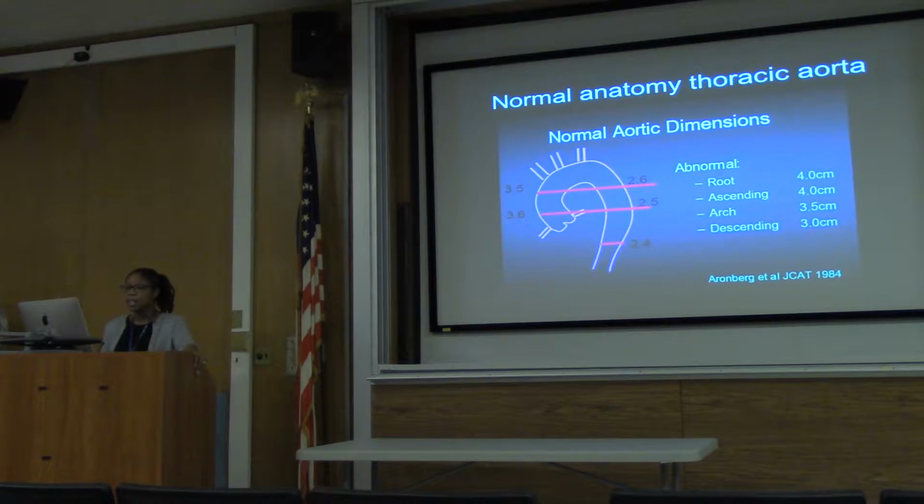In terms of size, it's not very clear, there's some controversy. But in general, we use 4 centimeters as our cutoff for the aortic root and ascending aorta, about 3.5 for the descending aorta, and about 2.5 for the abdominal aorta. It varies depending on what resource you use, but in general we use 4, particularly for the ascending aorta.